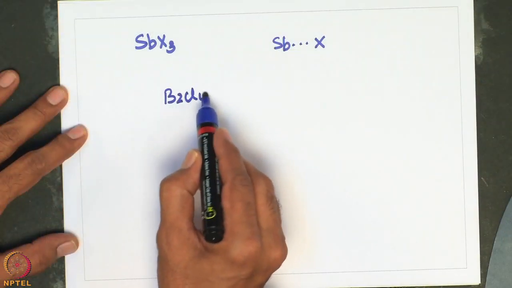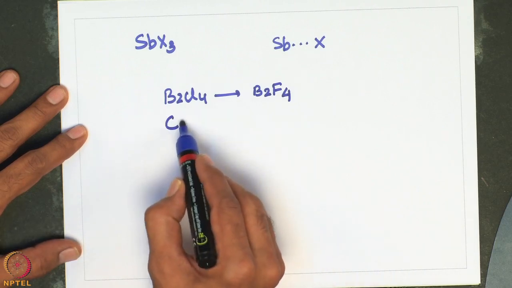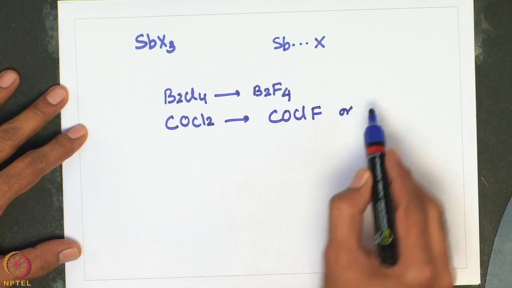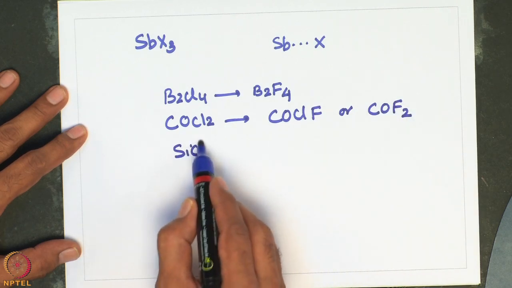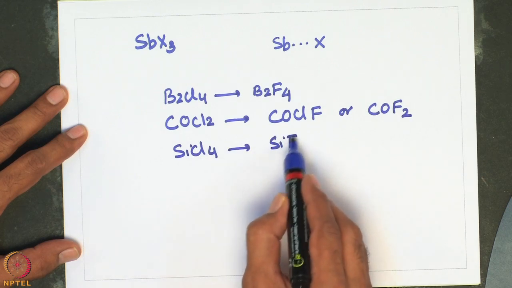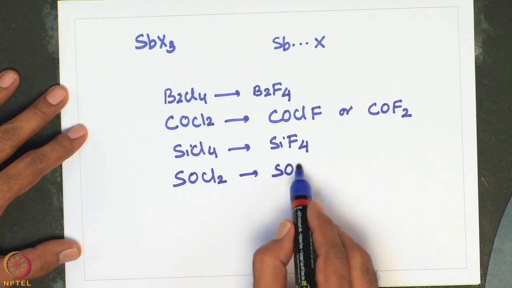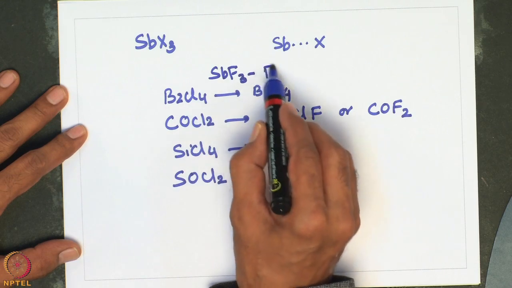SbF3 is a widely used fluorinating agent and is a very powerful fluorinating agent. It converts, for example, B2Cl4 to B2F4 and COCl2 phosgene to either COClF or COF2. It can also convert SiCl4 to SiF4 or SOCl2 to SOF2. So, here it acts as a fluorinating agent.